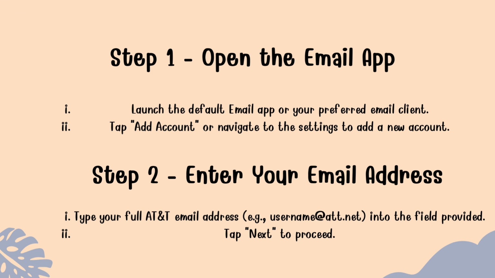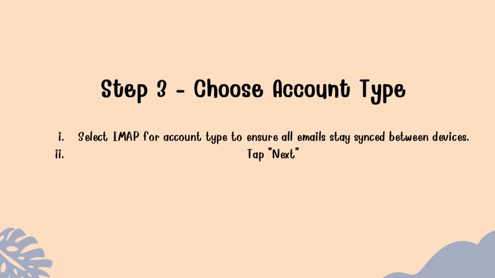Step 2. Enter your email address. Type your full AT&T email address, for example, username@it.net, into the field provided. Tap Next to proceed. Step 3. Choose account type. Select IMAP for account type to ensure all emails stay synced between devices.